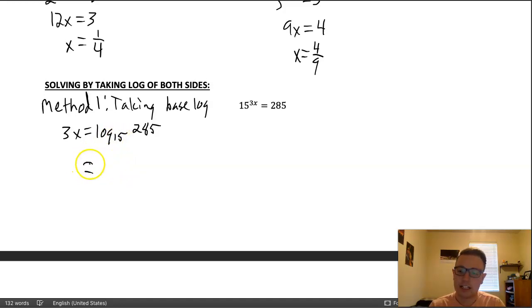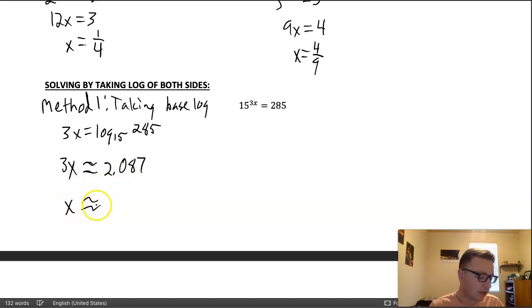Throw that into your calculator, you should find out that 3x is going to be approximately equal to 2.087. Then when you divide by 3, that'll get you to your answer. You find that x is approximately equal to 0.696. So that's the first method we have, is you take the log with the base of the exponent and move it over to the other side.